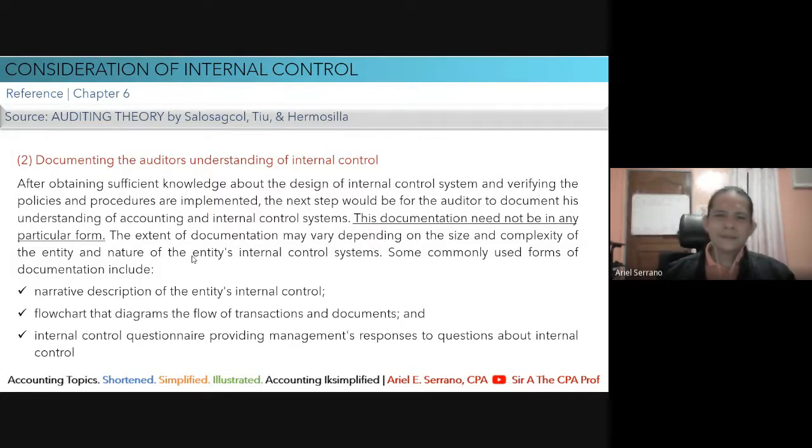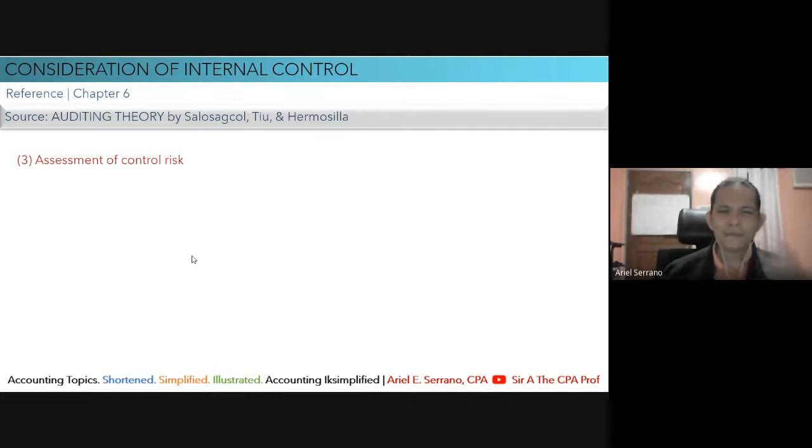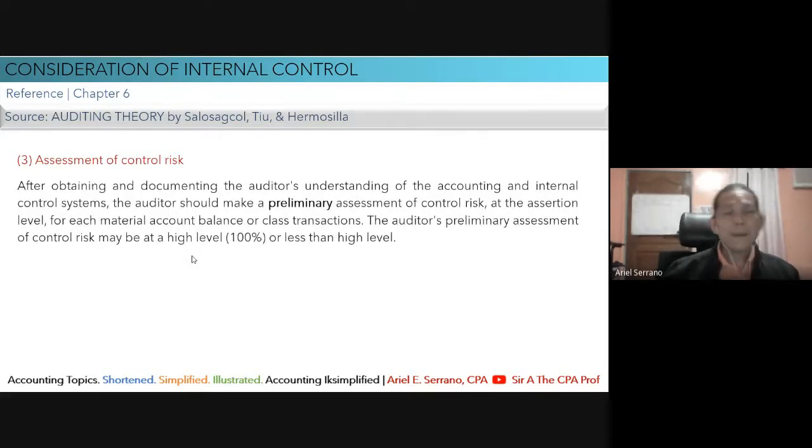Or kaya naman, internal control questionnaires na pinapasagutan natin sa management para malaman natin yung responses nila on their understanding of the internal control. Okay, mga internal control questionnaires. Or a combination of this one. All right? After we document, we assess the control risk. Please take note na at this point, yung assessment ng control risk is preliminary. Initial pa lamang po. Okay?